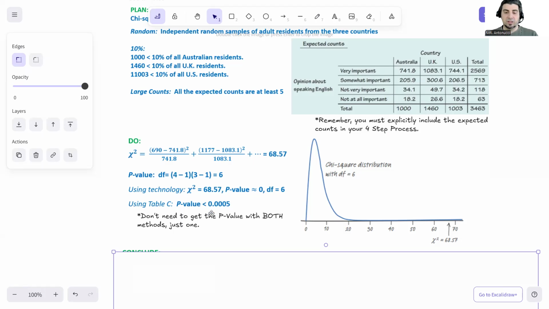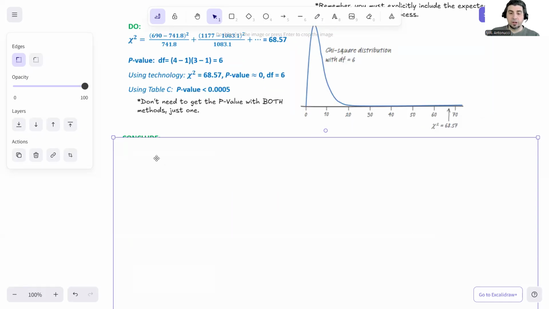So the p-value is 0.0005, and we have the p-value from table C was 0.0005. Sorry, I misspoke. It's less than 0.0005. The p-value from the technology approach is going to give us approximately 0. Now I'm showing both of them here, but you don't have to get both of them. I would recommend just using the calculator p-value, but just wanted to have the table value to show you how to report that.